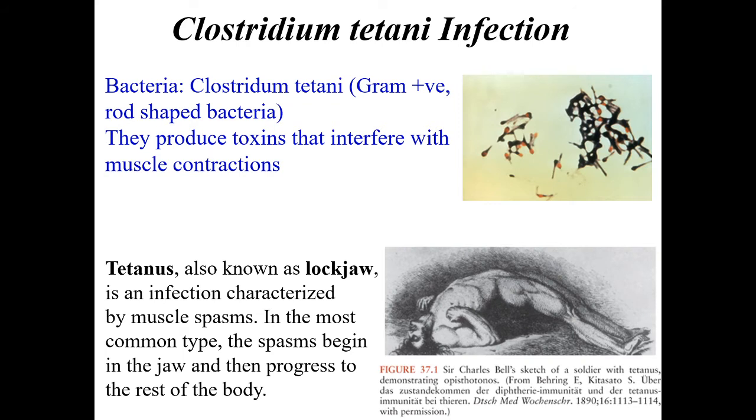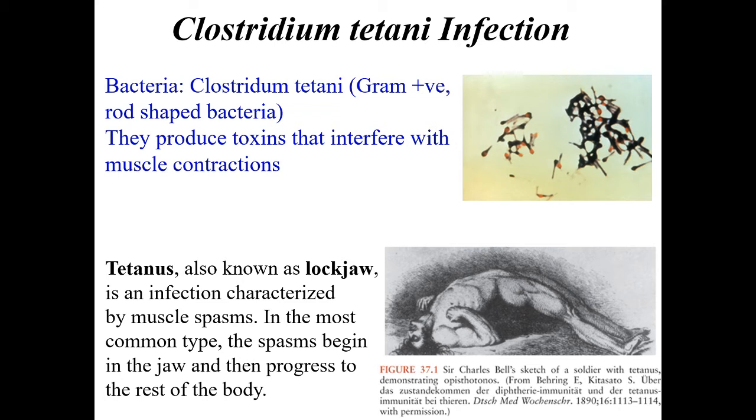Here you can see tetanus, also known as lockjaw, because in the infection stage, muscle spasm takes place because of that toxin. I already told you, right? Tetanospasmin. In the most common type, the spasms begin in the jaw and then progress to the rest of the body.